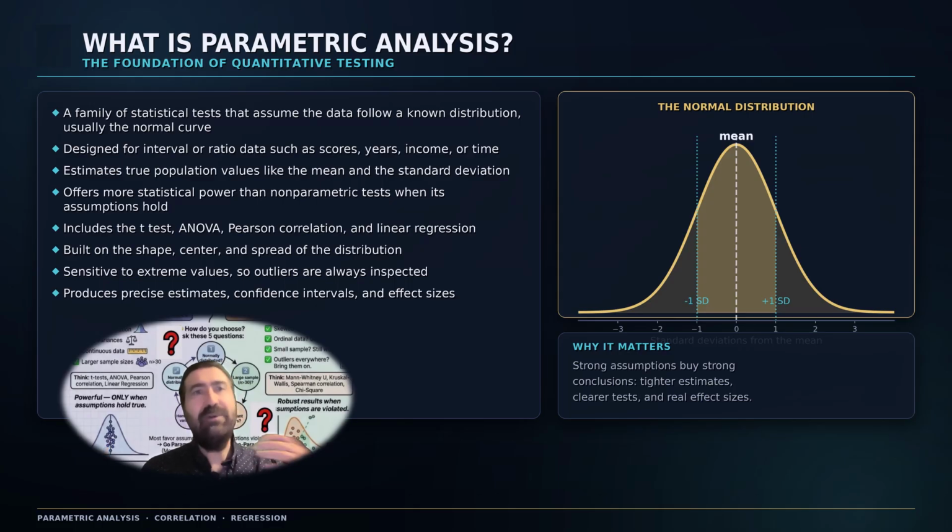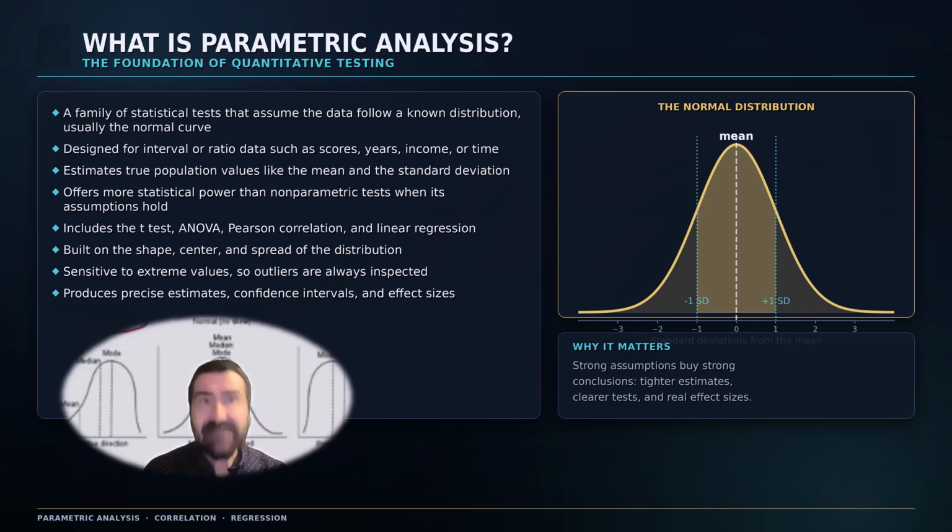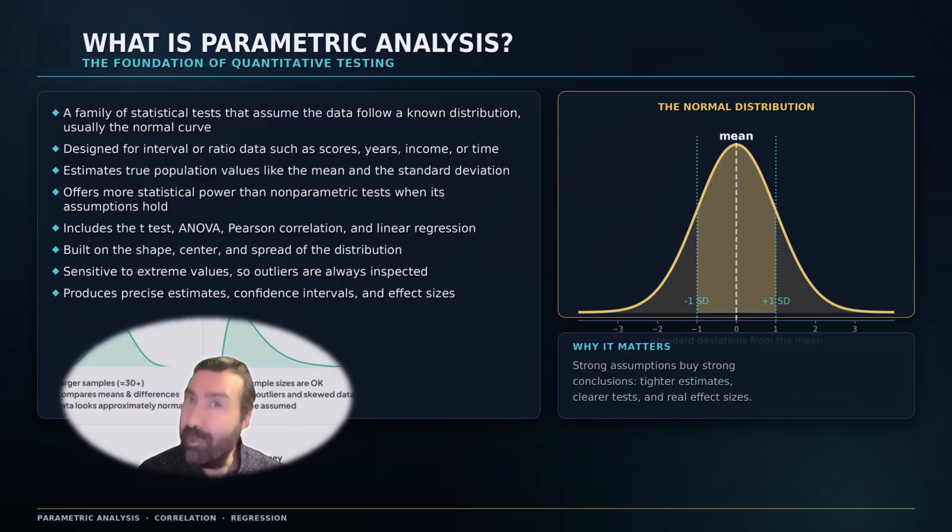So let's start with the obvious question. What is parametric analysis really? Here's the simplest way I can put it. Parametric analysis is a family of statistical tests that assume your data follows a known, predictable shape. And almost always, the shape is the famous bell curve, the normal distribution you can see right here on the screen.